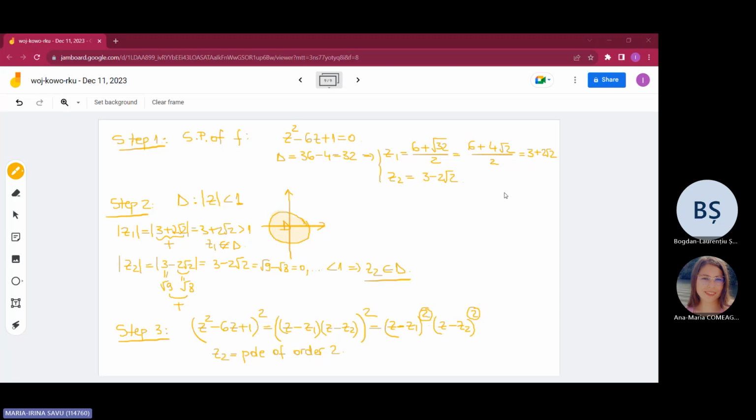Then I will give you 5 minutes to compute the residue of the function f in z2, which is a pole of order 2. Okay. Try to find the residue of f in z2.